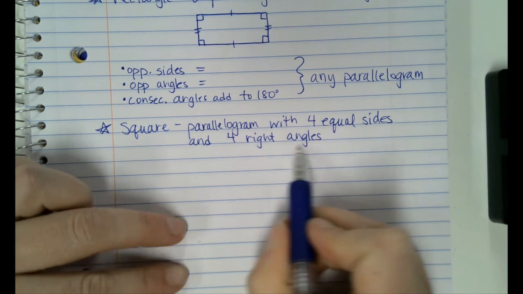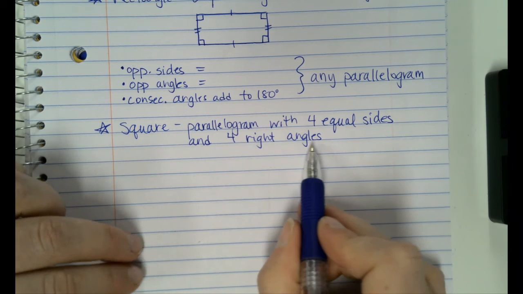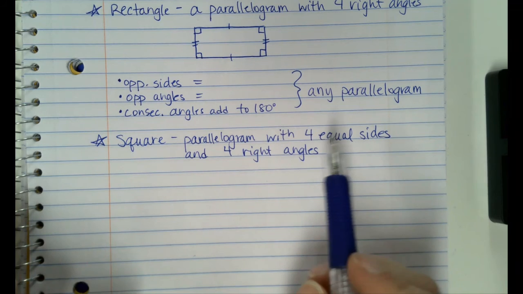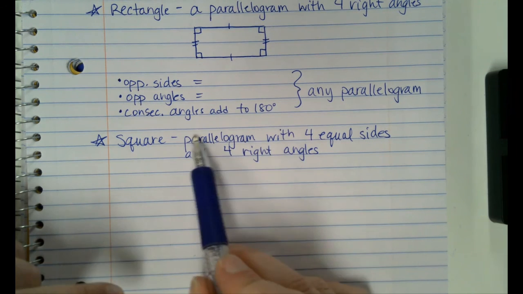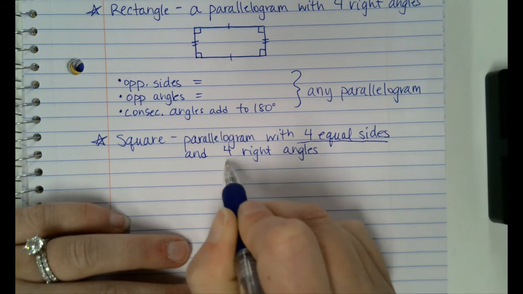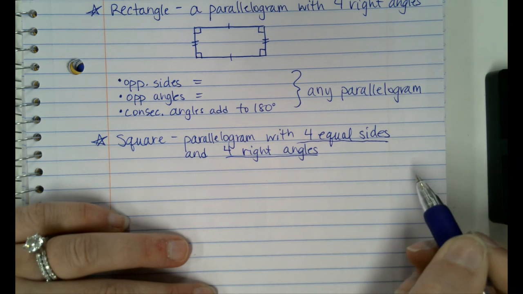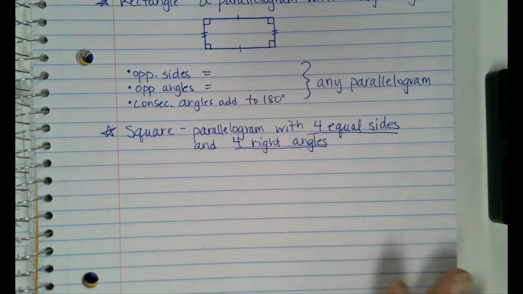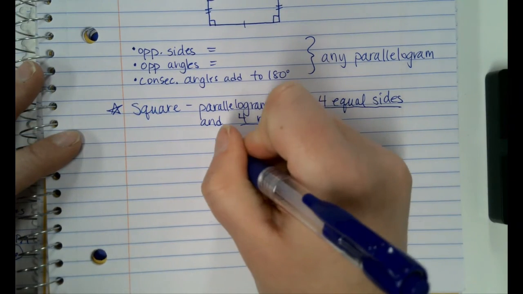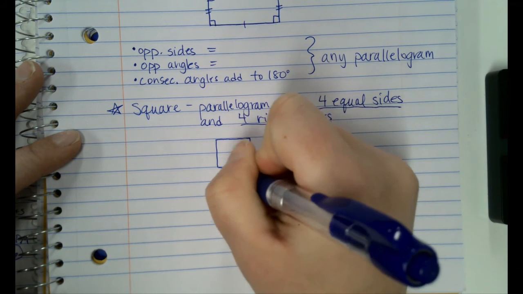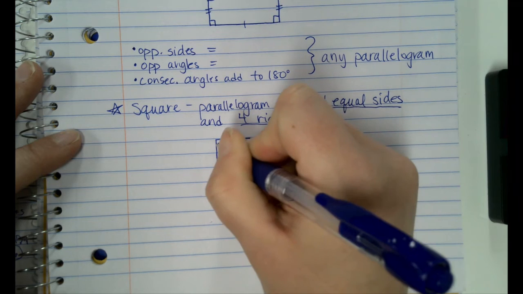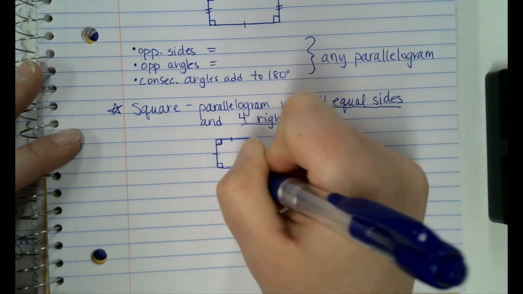Well, where does the four right angles come from? The rectangle one, right? So what this means is your square, not only is it a parallelogram, this part makes it a rhombus, and this part makes it a rectangle. Okay, let's draw a square real quick. All of the angles are 90 degrees, and all of the sides are equal to each other.